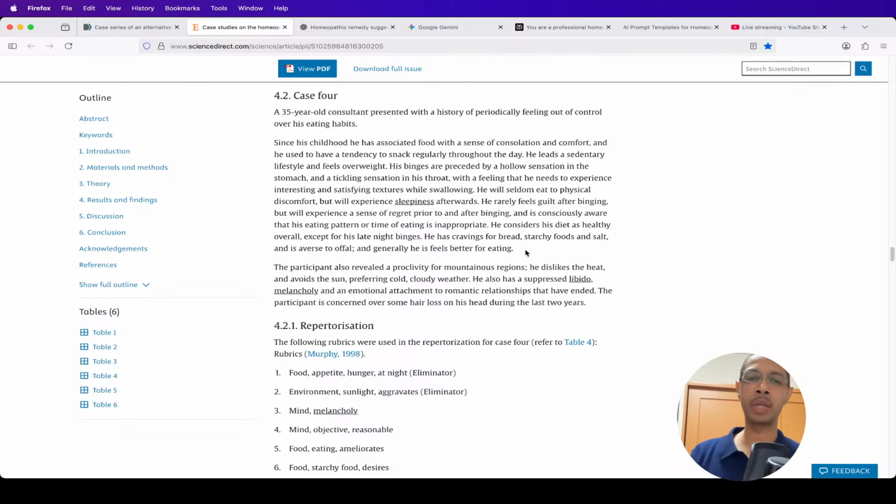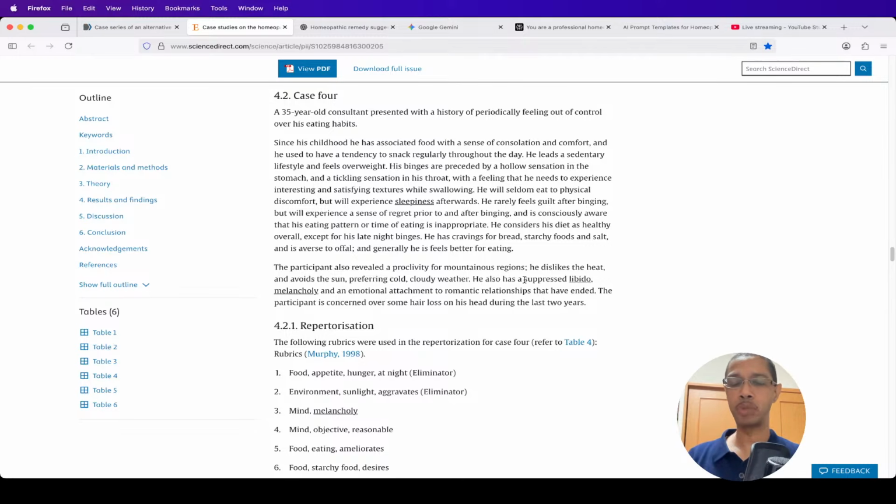So I'm sure some of you've got ideas already. If you've got an idea of what they might have prescribed here so far, you can drop that in the chat. He also revealed a proclivity for mountainous regions. He dislikes heat and avoids the sun, prefers the cold and cloudy weather. Also has a suppressed libido, melancholy, and emotional attachment.